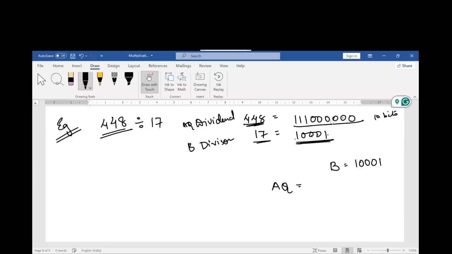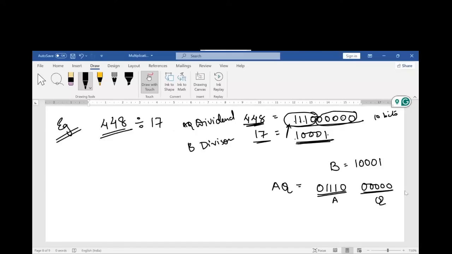1, 2, 3, 4, 5, 6, 7, 8, 9. Okay, so now the last 5 bits, 1, 2, 3, 4, 5, will come in Q, and in the first 5 bits I'll place a 0 here. Okay, so 0, 111, 0. This would be in A and this would be in Q. This is the first step.